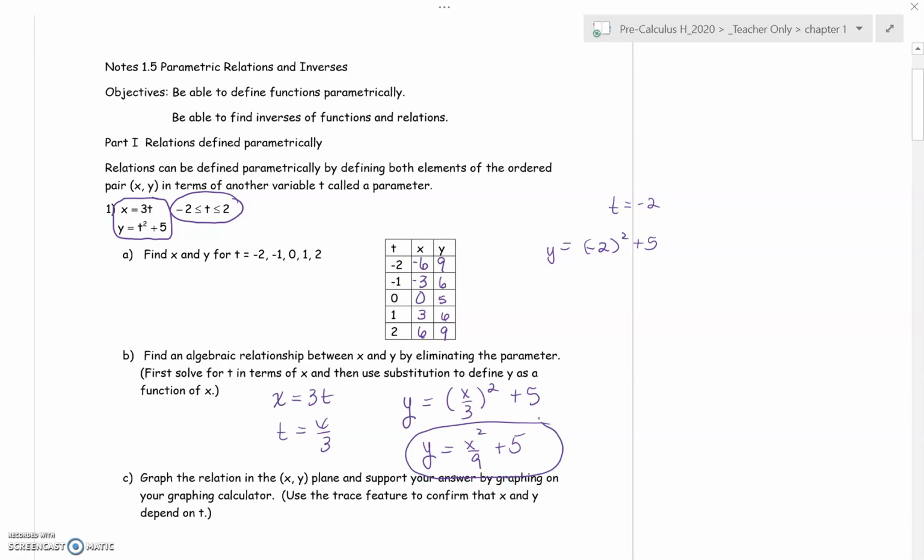So what I would like you to do next is try and graph. You could use the table and your knowledge of parent functions and transformations, and then go ahead and grab your calculator and support this. Actually, you might need help with the calculator, because I need to show you how to use parametric mode. So let's try without a calculator first. Go ahead and pause the video.